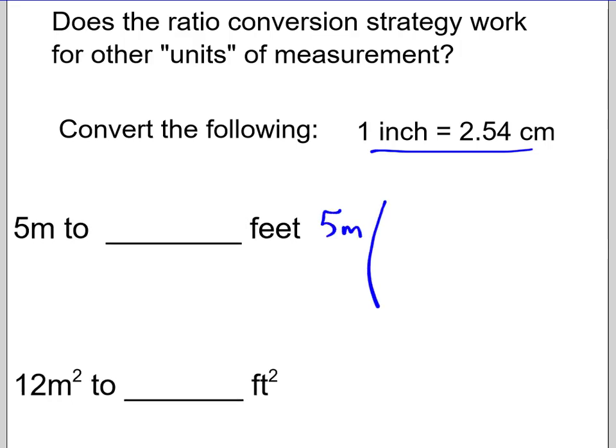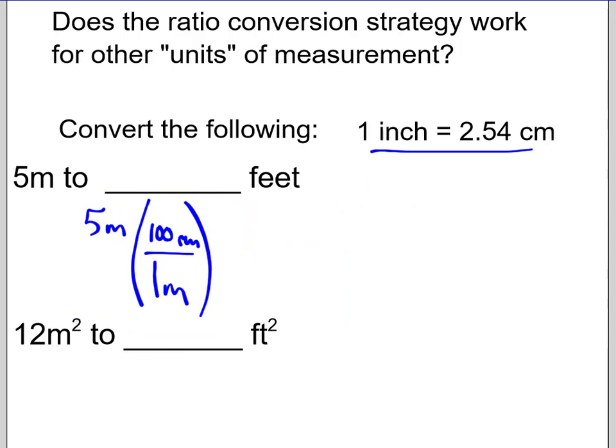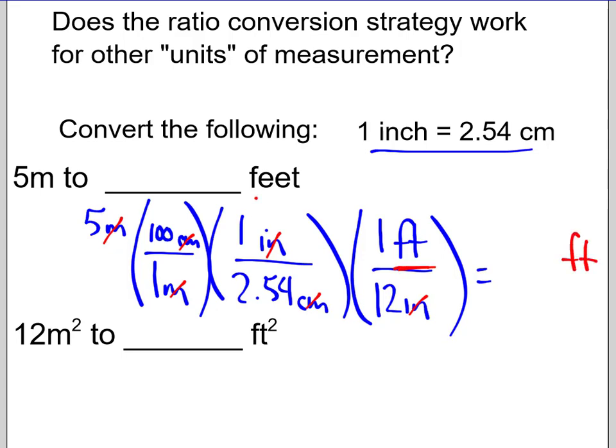5 meters. 1 meter is 100 centimeters. I better move that up, I think. We're going to run out of space here. Okay. And then, so right now I am in centimeters. Then I might go to 2.54 centimeters equals 1 inch. And then I might have 12 inches equals 1 foot. Okay, and it starts to get a little messy, but what's nice is you can always check. Meters, meters gone. Centimeters, centimeters gone. Inches, inches gone. I am left with feet, which is what the question asked for.